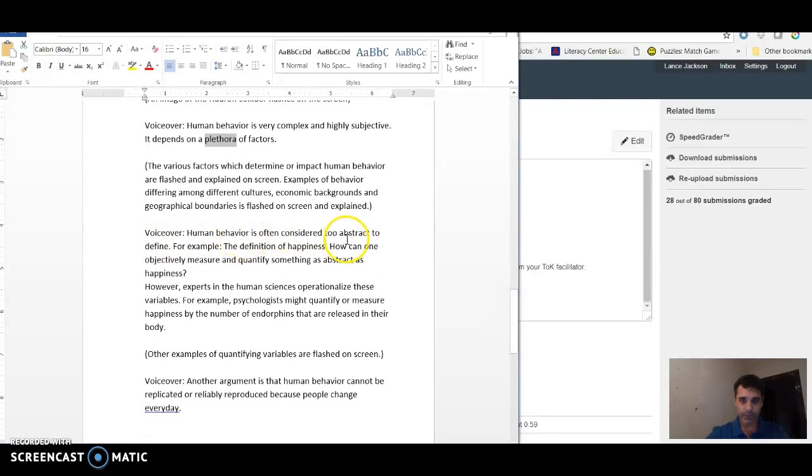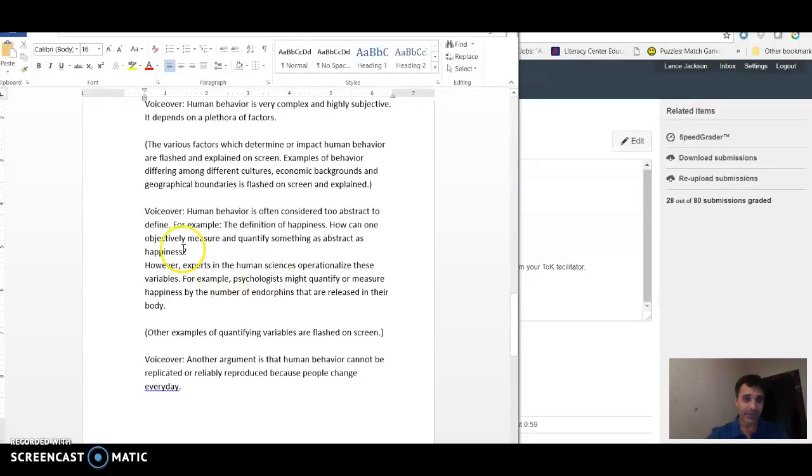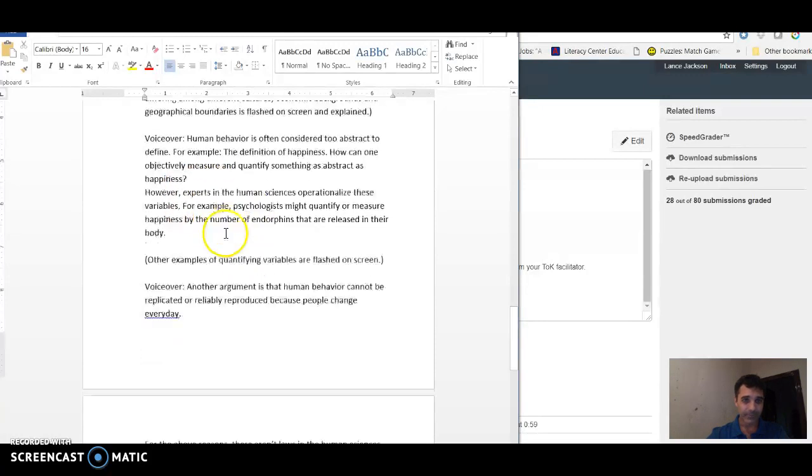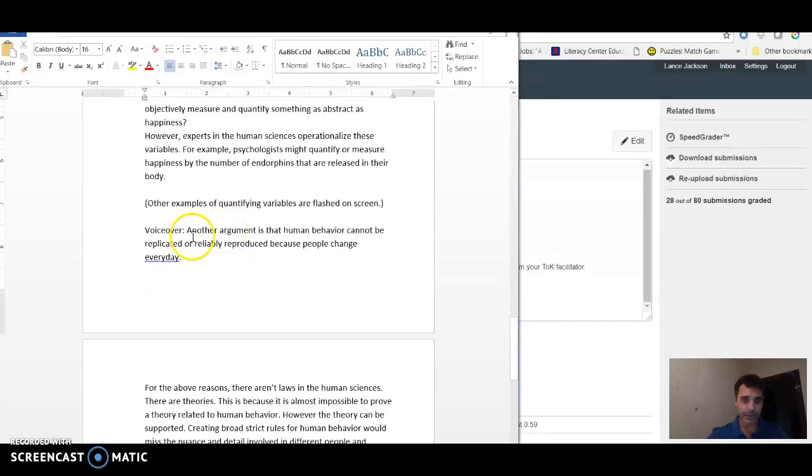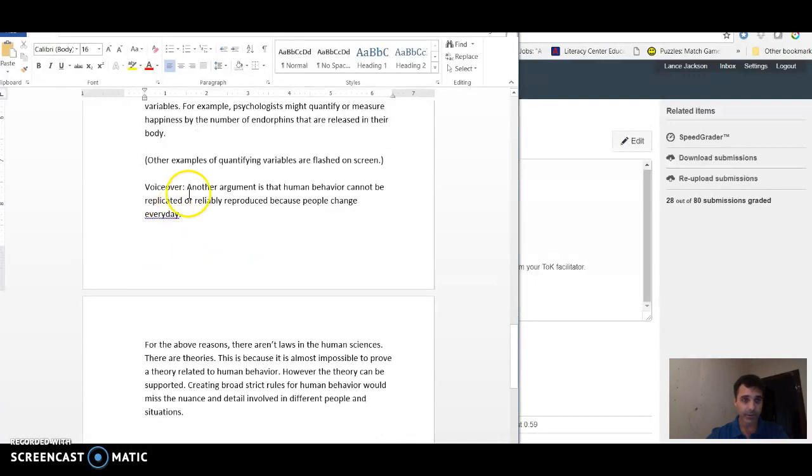Voiceover: Human behavior is often considered too abstract to define. What does that mean? Well, for example, a definition of happiness. How can we measure and quantify something as abstract as happiness? And also something as variable, culturally variable. My sense of happiness, I'm happy when I'm quite depressed, actually. I like being depressed. It makes me feel happy. So, it's not quite straightforward to define a notion like happiness or love, etc., or suffering.